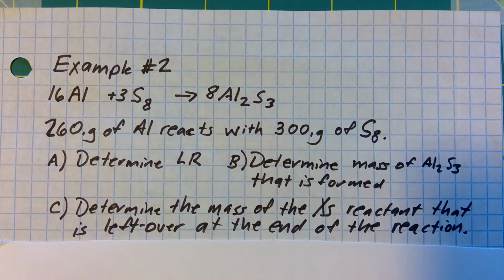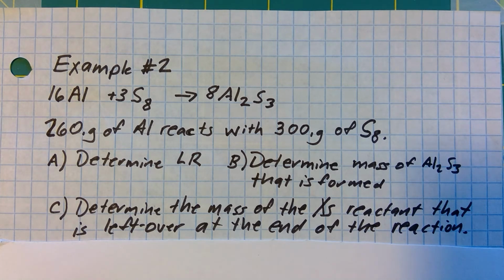Example number 2. The reaction of aluminum with sulfur is depicted at the top. You might remember sulfur is octatomic, so this is represented as S8. But we're just doing a simple synthesis reaction here. Question is, 260 grams of aluminum reacts with 300 grams of S8. And here I've divided up the different steps of the problem.